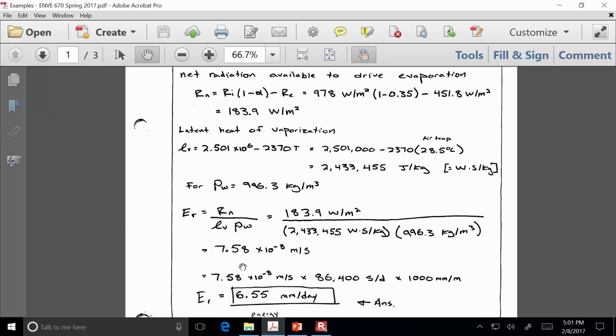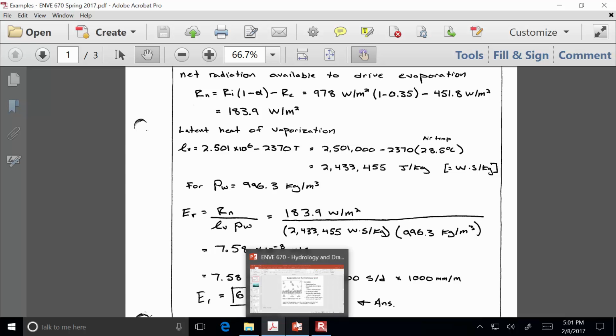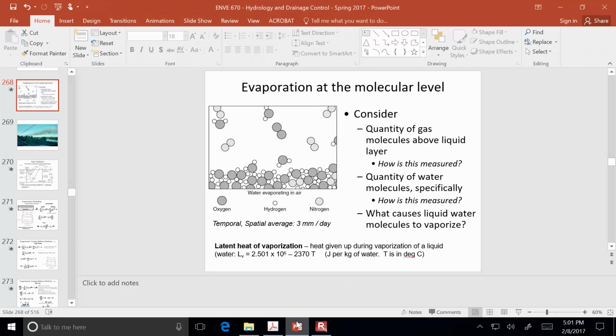It's a two-part thing. As I was mentioning before, part of what limits evaporation is how much energy is available, and then the other limiting factor can be transport. We have to think about getting all that newly liberated moisture away from the water surface so that more moisture can evaporate.